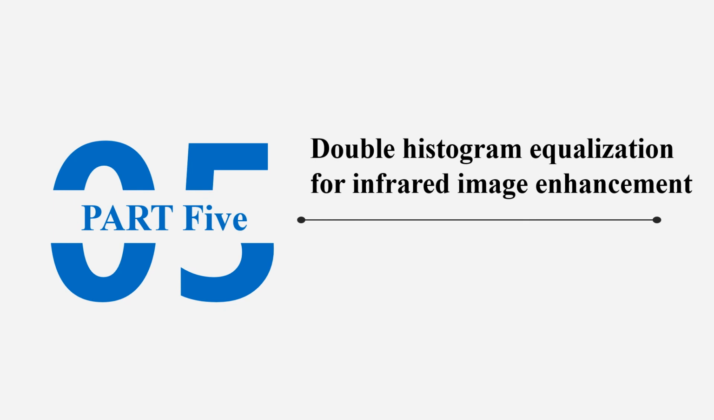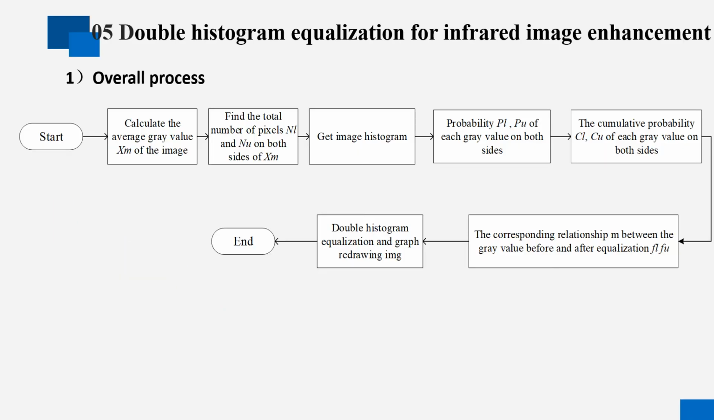Let's talk about double histogram equalization for infrared image enhancement. First, let's talk about what double histogram equalization is. In double histogram equalization, we divide one image into two sub-images based on the mean of the image. What do I mean? First, we calculate the average gray value of the image. For example, we have an image, and we calculate the average gray value.